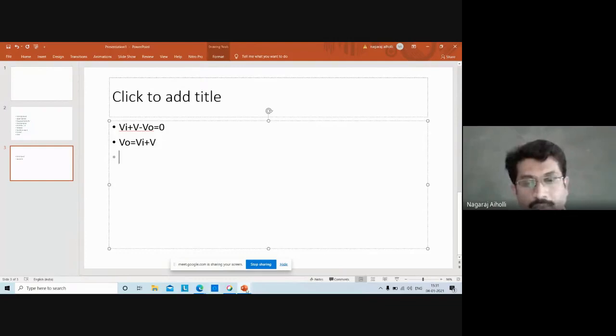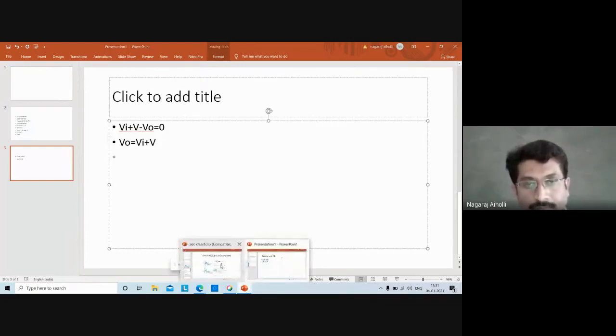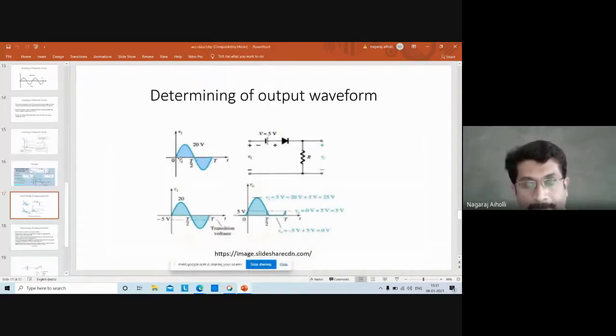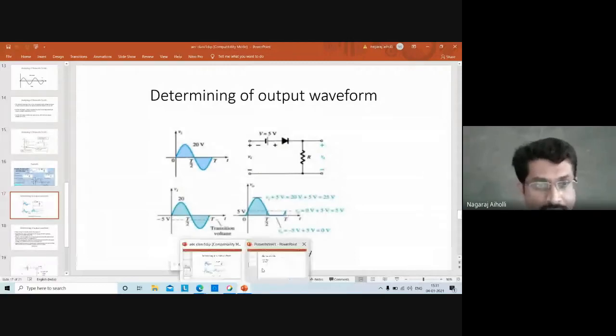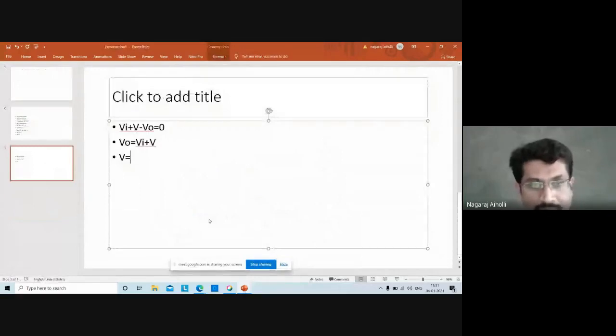Now let us apply different input voltages and analyze the output. First, for 0 volts, suppose we apply 0 volts, then what will be the output? V naught is VI plus V, VI plus 5 volts, since V is 5 volts, it is given. So V naught is equal to VI plus 5. That means for VI equal to 0, V naught is equal to 5 volts. Correct?